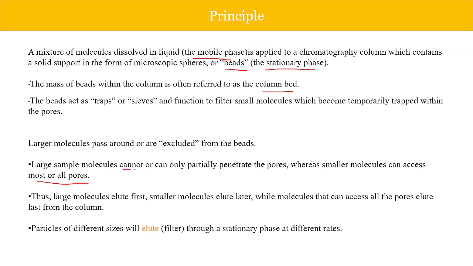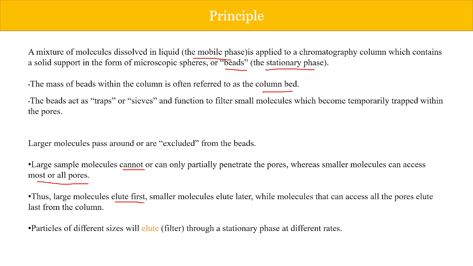Okay, so mostly it cannot, but sometimes it may happen if it has better affinity or other functionality, maybe it's a linear one or not a highly folded one, so this can happen only partially. But mostly it cannot penetrate the pores, whereas the smaller molecules can access most or all the pores. Therefore, the larger molecules elute faster because they do not enter all the pores.